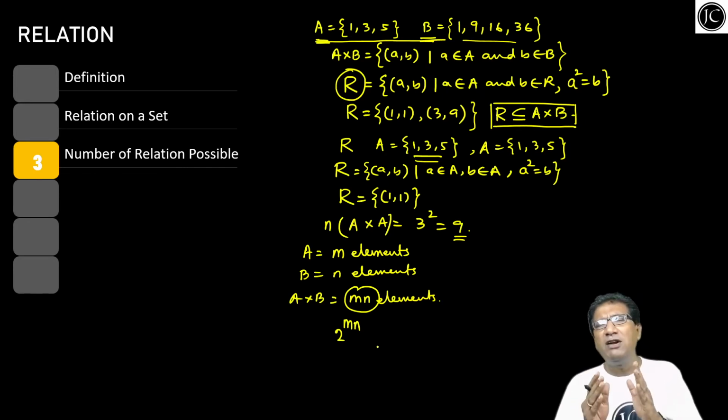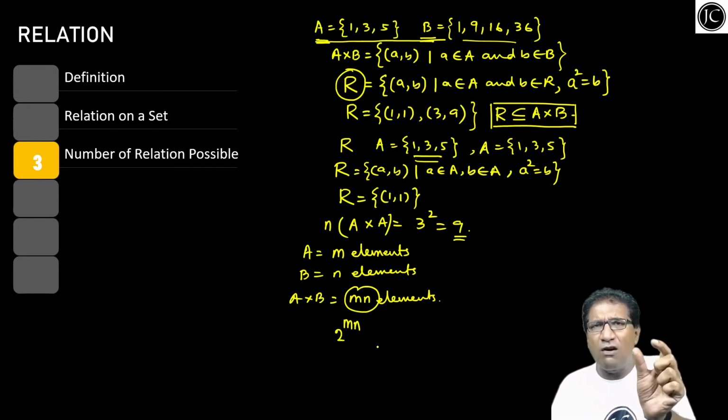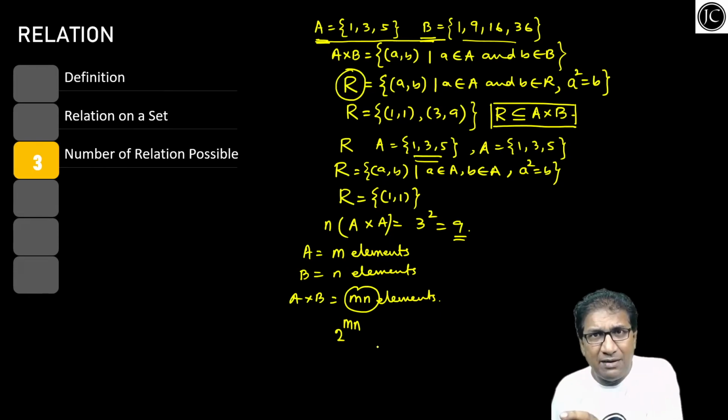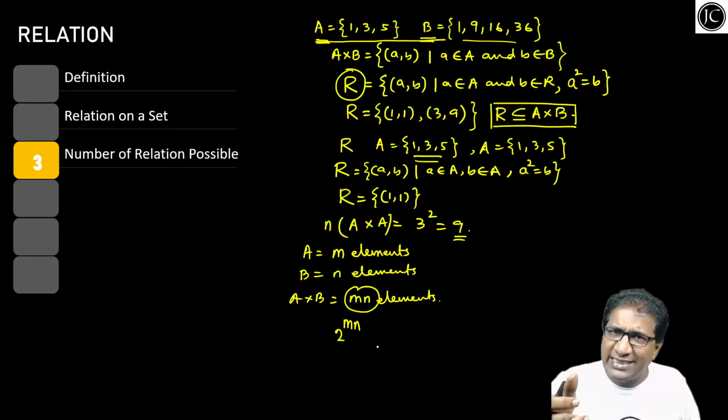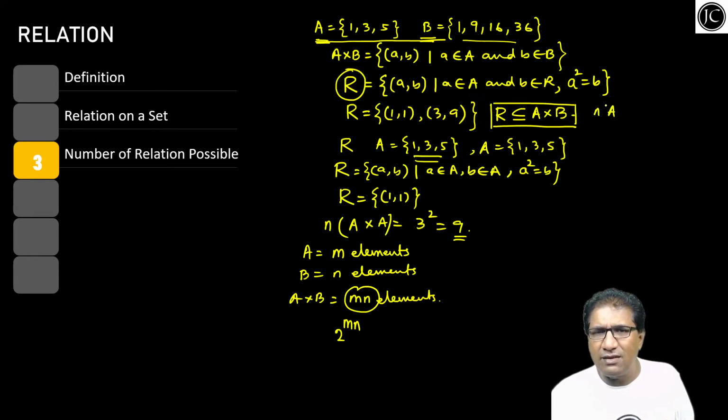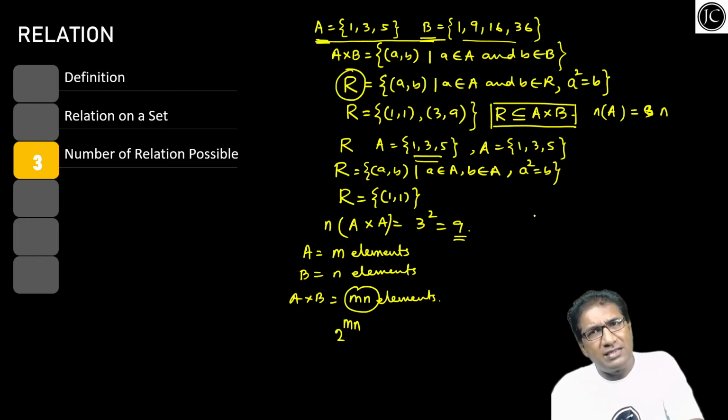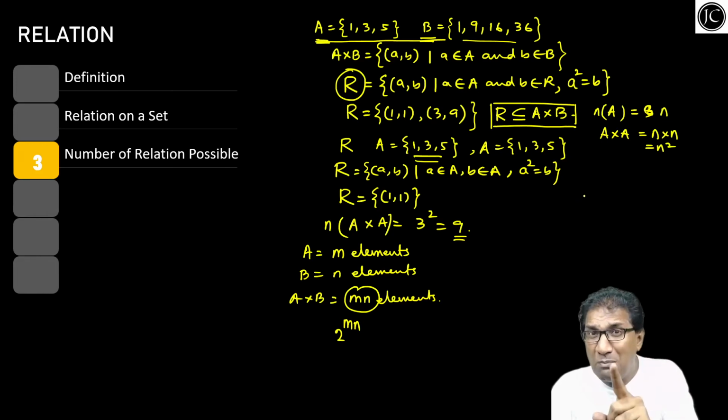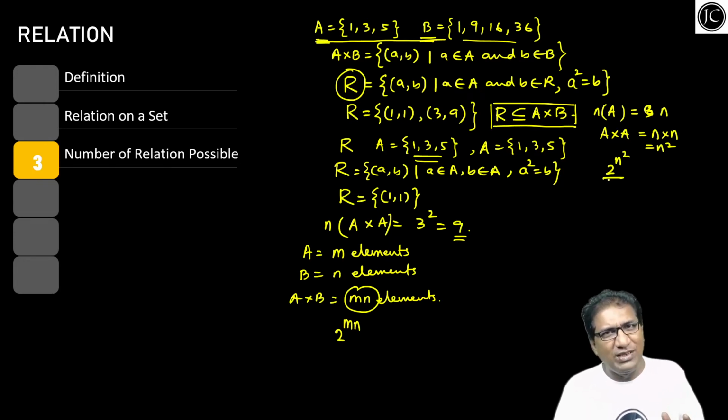Is it clear? Therefore, if A has m elements and B has n elements, then the total number of relations possible is 2 to the power mn. If it is defined on the set itself, suppose the set A has cardinal number, say 3. Okay, let us take it general. Let us say the total number of elements is n. Then if the relation is defined on the set itself, we have to consider the Cartesian product A cross A. In A cross A, the total number of elements will be n into n, which is n square. And the total number of relations possible in this case will be 2 to the power n square. Am I not correct? Have you understood this? Okay, fantastic.